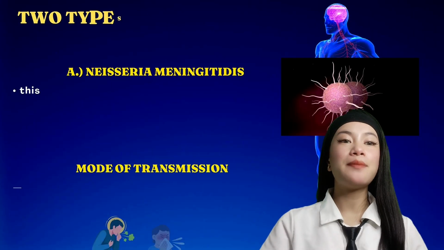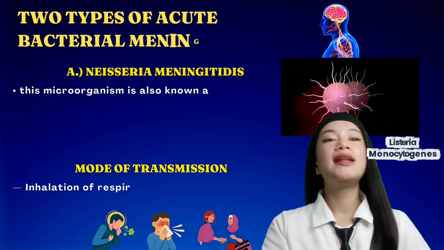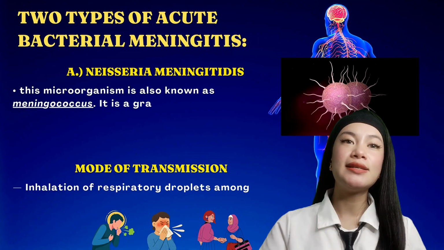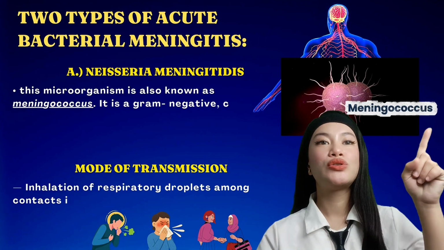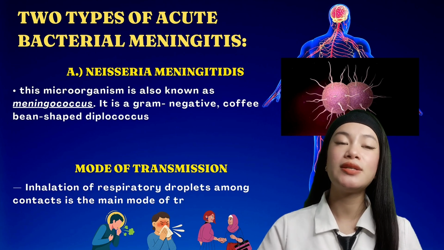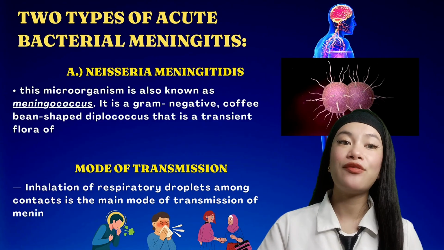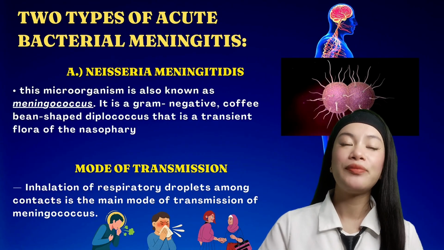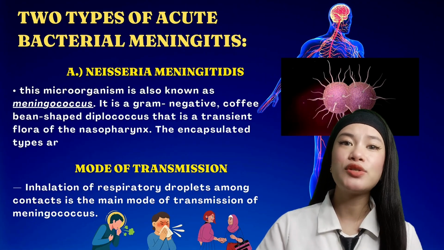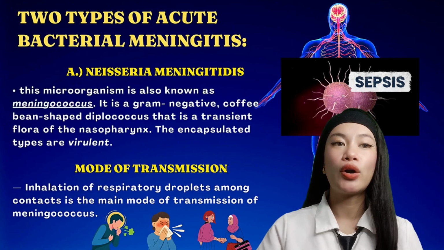Two important subtypes of acute bacterial meningitis. We have Neisseria meningitidis and Listeria monocytogenes. For Neisseria meningitidis, this microorganism is also known as meningococcus. It is a gram-negative coffee bean-shaped or kidney bean-shaped diplococcus that is a transient flora of the nasopharynx, which can cause meningitis if it spreads to the blood or brain. The encapsulated types are virulent, in which strains with protective capsules resist the immune system and can cause serious infections like sepsis or meningitis.